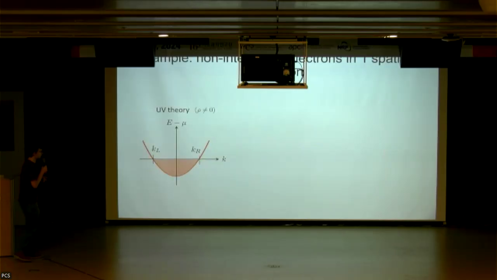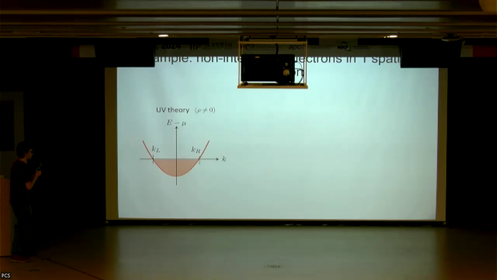So let's consider an example of non-interacting electrons in one spatial dimension. In the UV theory, you can just imagine that you have some single particle dispersion relation that you get by solving the non-interacting Hamiltonian. And to get a metal, you want to switch the charge density to non-zero, so then you'll have some occupied single particle states. So again, there's a Fermi surface in this system, but in 1D, a Fermi surface is just two points. So k_L and k_R here are the Fermi surface points. So that's the UV theory.